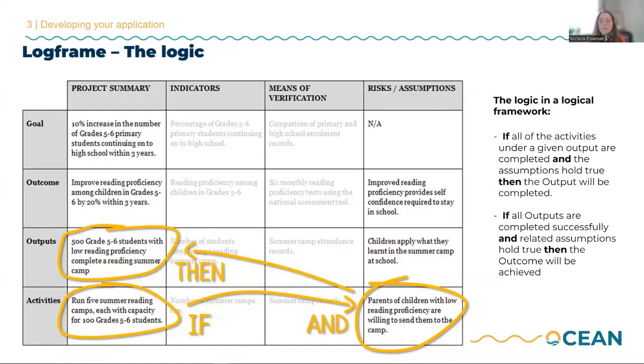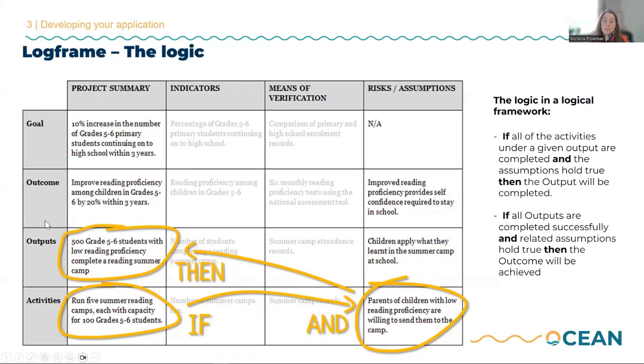Run 5 summer reading camps is the activity. And then the assumption is that the parents of children with low reading proficiency are willing to send them to camp. So if the parents are willing, then they will achieve their output, which is that their students with low reading proficiency will complete the summer camp. So just to bring this up to the next level, you would then be thinking about what assumption about that output is necessary for you to be able to achieve your outcome.